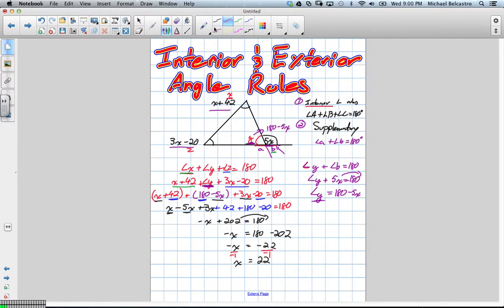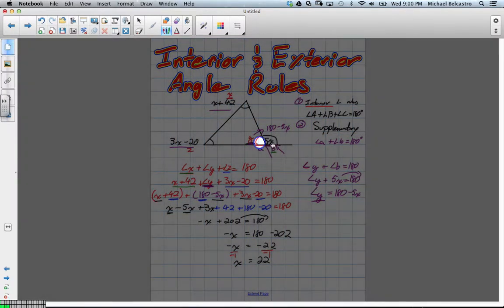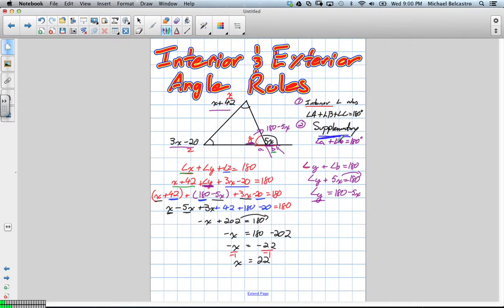But the very hardest part about this is relating this interior angle here to the supplementary rule, and then once we had an equation, putting it into our triangle. Okay, so that one's a bit tricky.